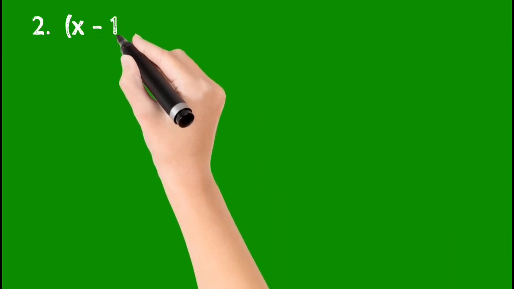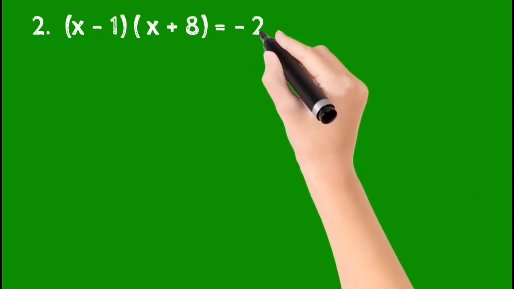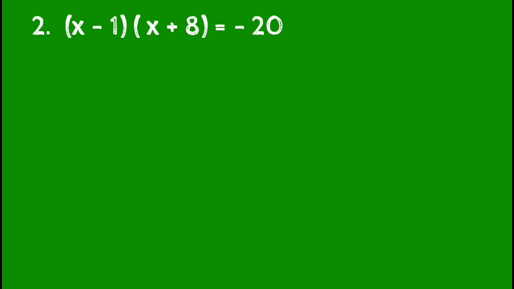Number 2, we've got x minus 1 multiplying x plus 8 equal to negative 20. In this case, this equation is not in standard quadratic format. Standard quadratic format is ax squared plus bx plus c equal to 0. So we need to convert this equation into quadratic format. I think the first step we can do is to multiply the two binomials on the left hand side, bring the negative 20 across to the left hand side. That means everything on the left hand side is now equal to 0.